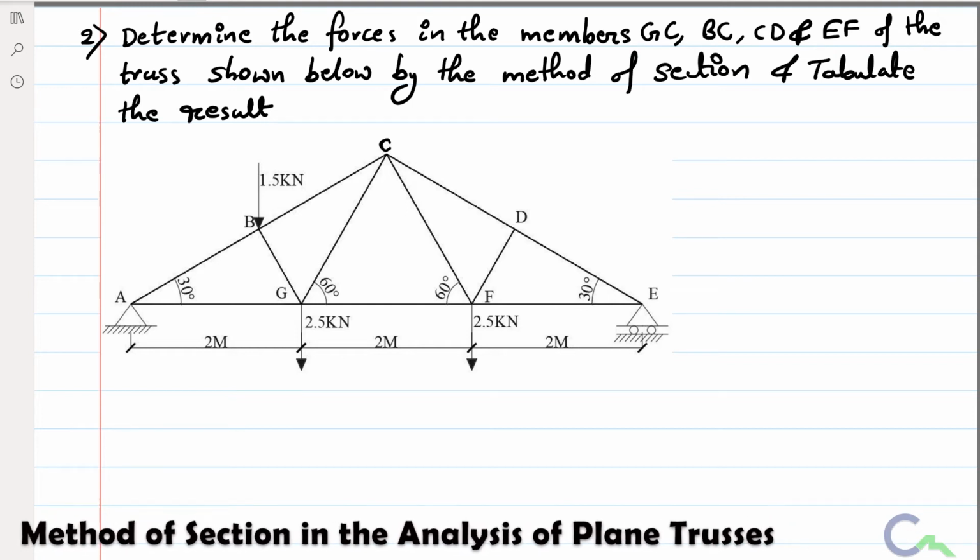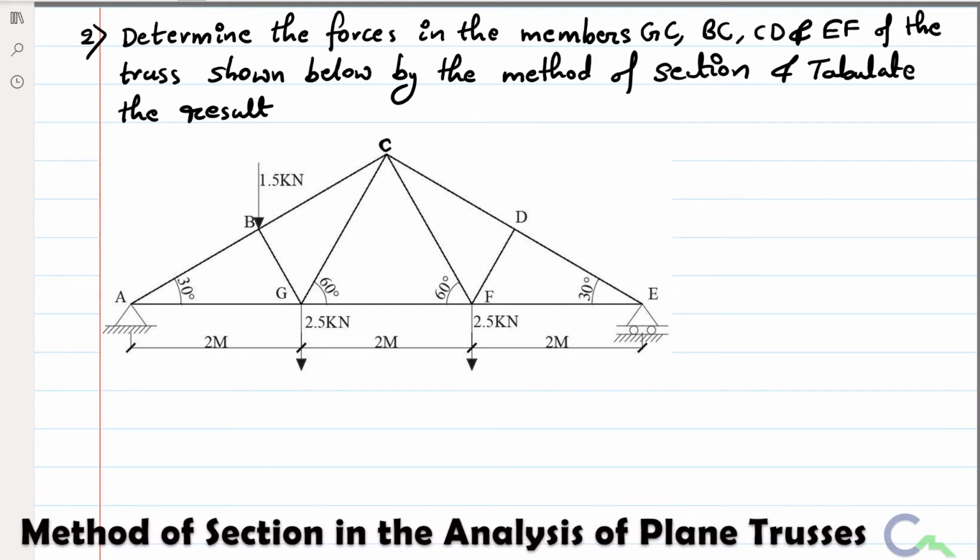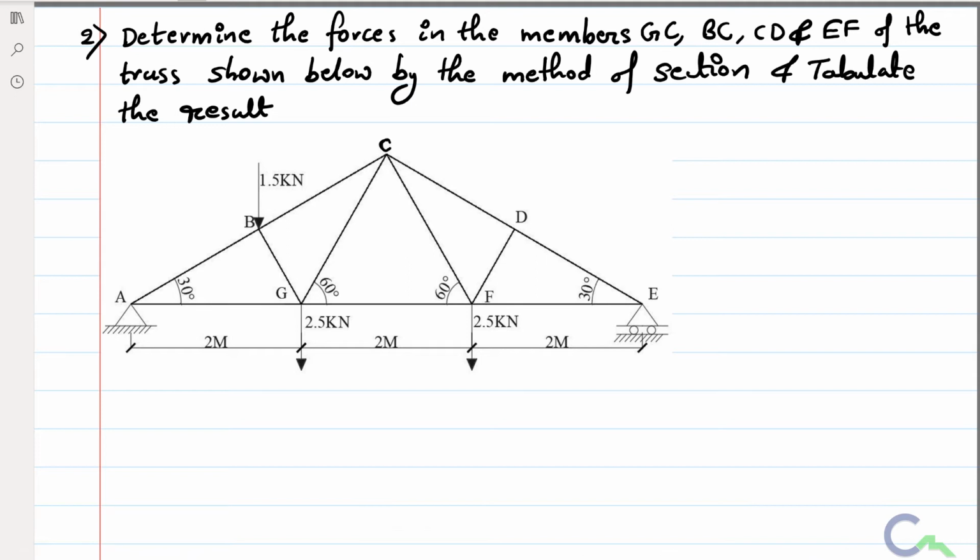Hello everyone, in this video tutorial I am going to explain the second problem in the analysis of truss by method of section. The question is like this: determine the forces in the members GC, BC, CD and EF of the truss shown below by the method of section and tabulate the result.